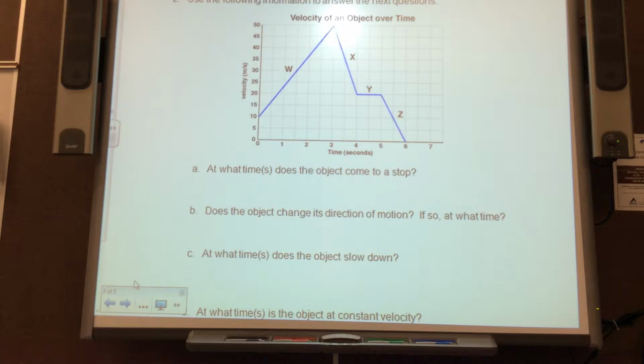Oh, here it is. Okay, so now we're looking at a VT graph.